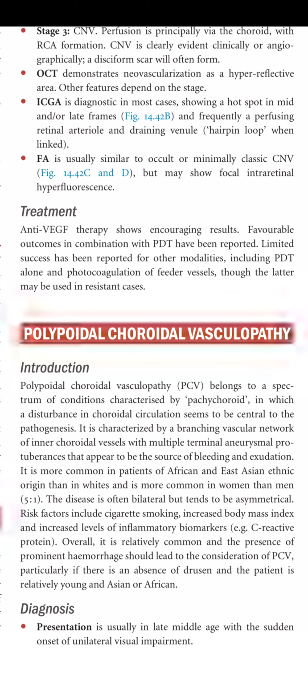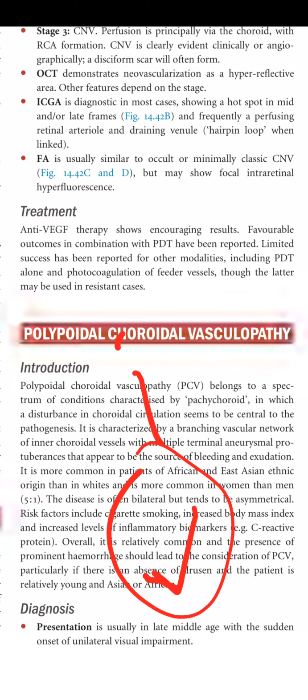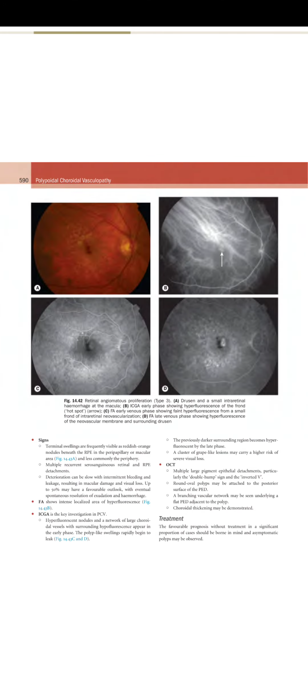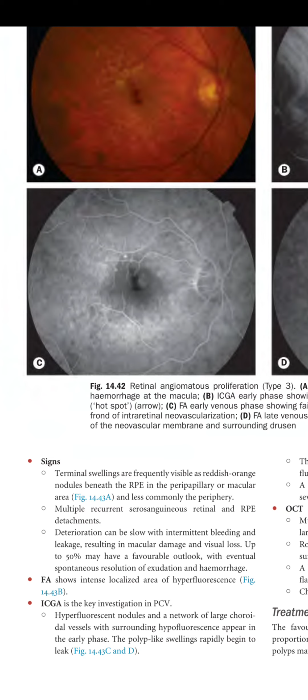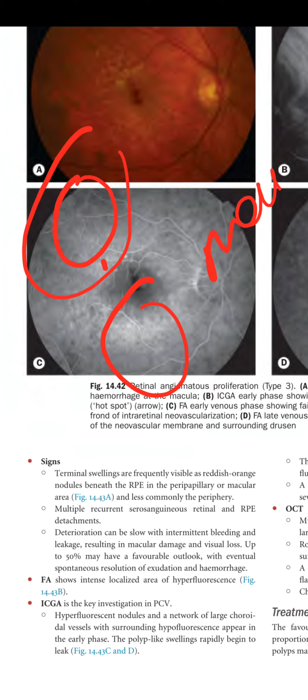Diagnosis. Presentation is usually in late middle age with sudden onset of unilateral visual impairment. So late middle age patients present with this type of lesion, and there is a sudden onset of unilateral visual impairment. So what are the signs of polypoidal choroidal vasculopathy? Terminal swellings are frequently visible as a reddish orange nodule beneath the RPE in the peripapillary or macular area. So around the optic nerve or in the macular area, there will be a reddish orange nodule beneath the RPE, and less commonly in the periphery.